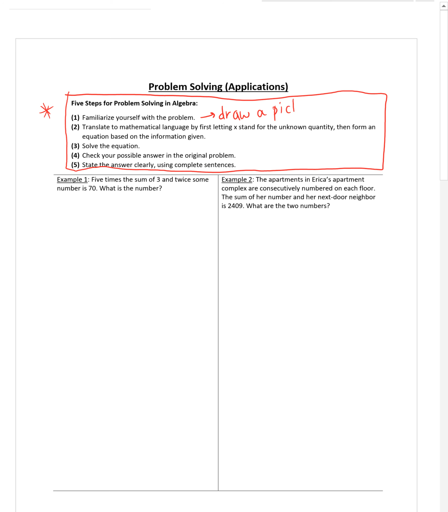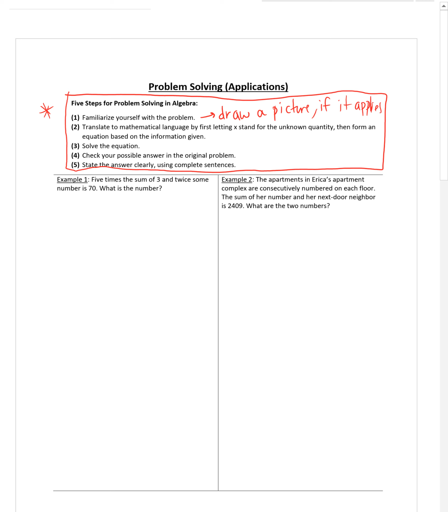Draw a picture if it applies, like if there's a shape or something. Because there will be ones where they'll say, for example, there's a rectangle whose length is 4 feet longer than its width. It's hard to come up with an equation until you draw a picture of it and label, the length is this and the width is that. So anyway, that applies to some problems, but not all. But you should familiarize yourself with the problem.